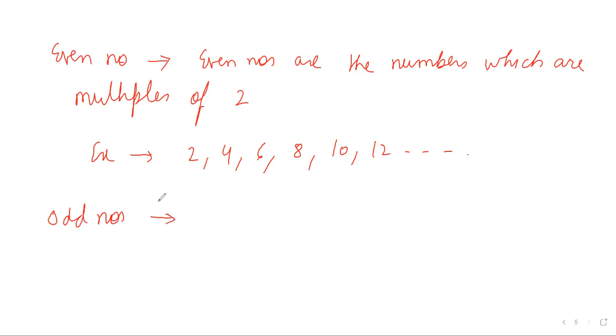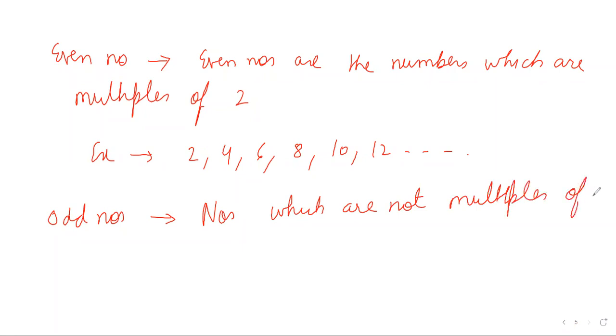Ma'am, odd numbers are the numbers which are in the table of 3 except, no ma'am, sorry, which are not even numbers. Or you can say the better definition is numbers which are not multiples of 2. Yes. Numbers which are not multiples of 2 are called odd numbers.